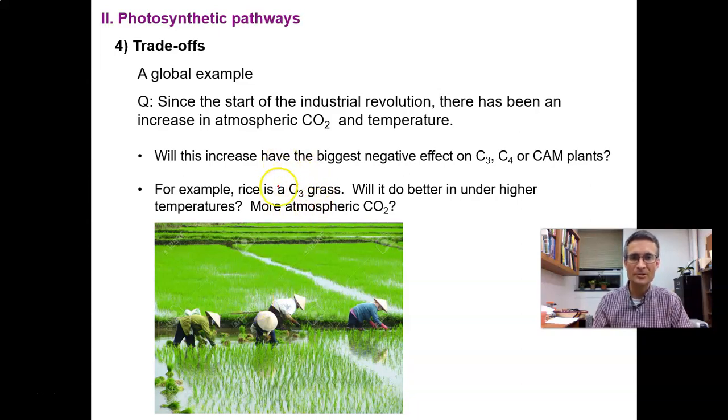And so now there's actually a growing research effort to try to genetically engineer rice so that it has a pathway more like a C4 pathway than a C3 pathway. And regardless of what pathways plants use, as temperatures increase, they might have to close their stomata more, and no matter what plant you are, if you're closing your stomata more, you're photosynthesizing less.